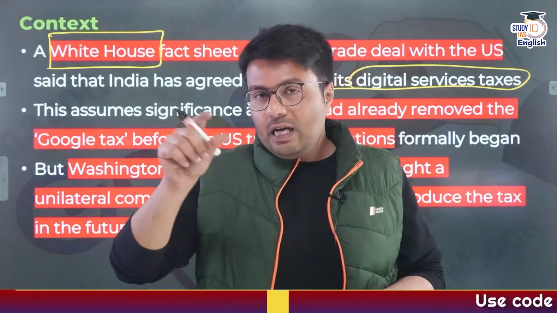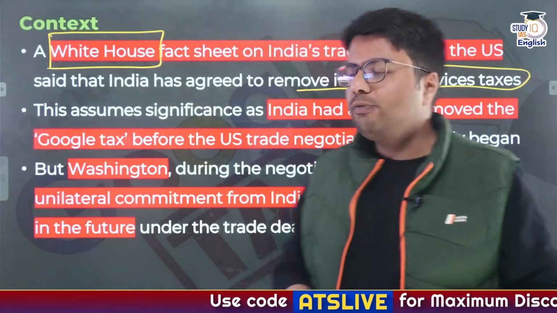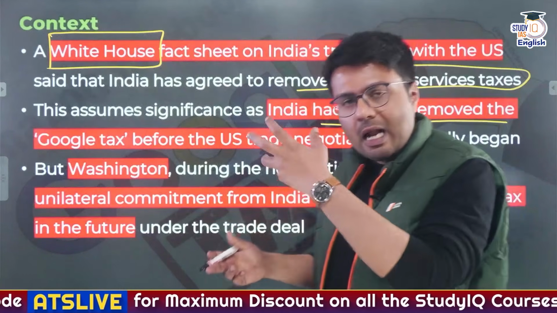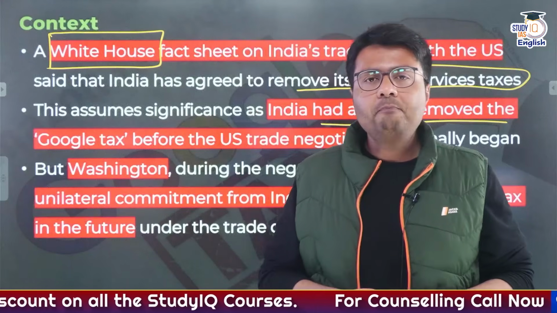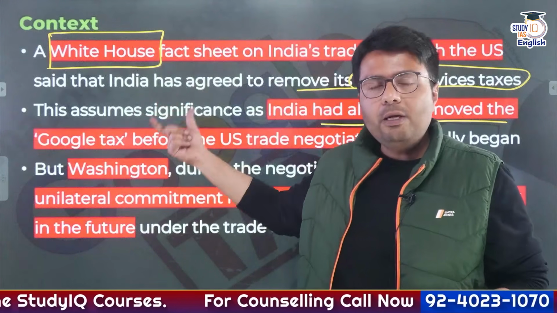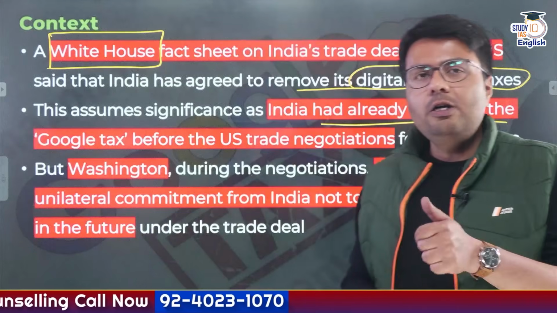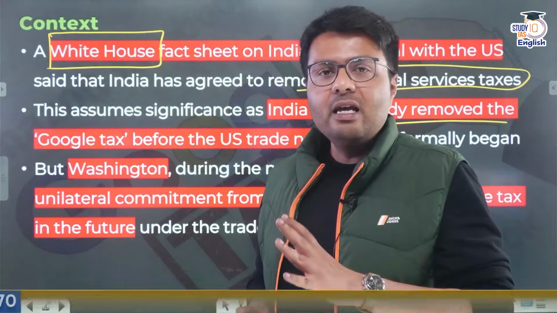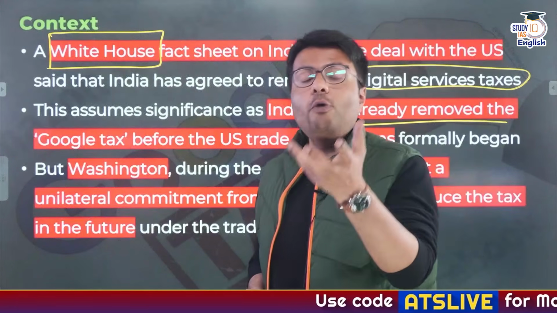Now, this fact on the fact sheet was a bit problematic. Why problematic? Because first of all, India had already removed these taxes last year in 2025, even before the negotiations for the trade deal began. So why did the US publish this kind of detail in its fact sheet? What the US wanted was for India to unilaterally agree that it won't reimpose such taxes in the future, and this becomes problematic.